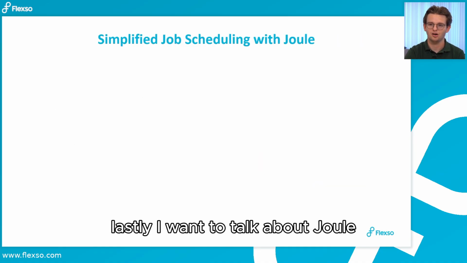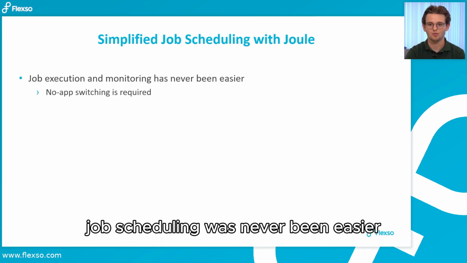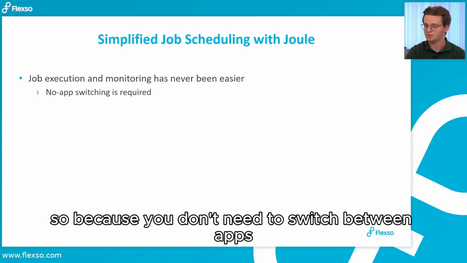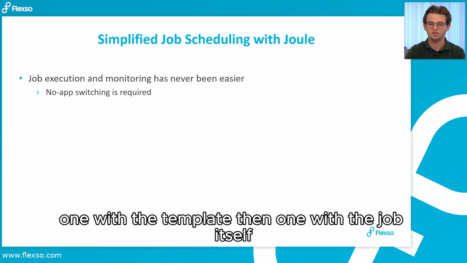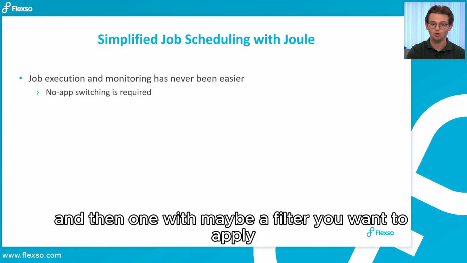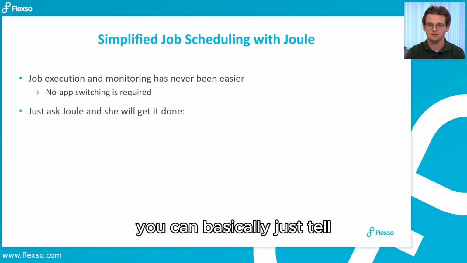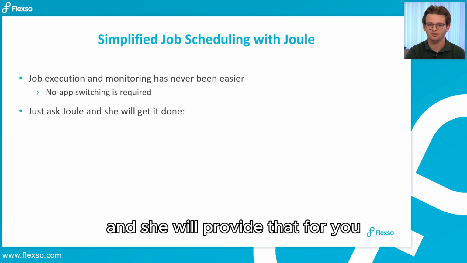Lastly, I want to talk about Joule. Now with simplified job scheduling, it has never been easier, and the same goes for the monitoring of it. Because you don't need to switch between apps. If you schedule a job, you may need to have 3 tabs open, one with the template, one with the job itself, and one with maybe a filter you want to apply. But with Joule, that's no longer necessary. You can basically just tell Joule whatever job you want to run, and she will provide that for you.